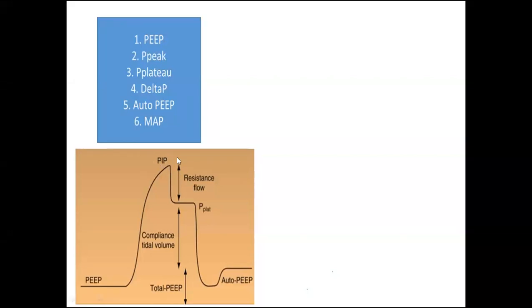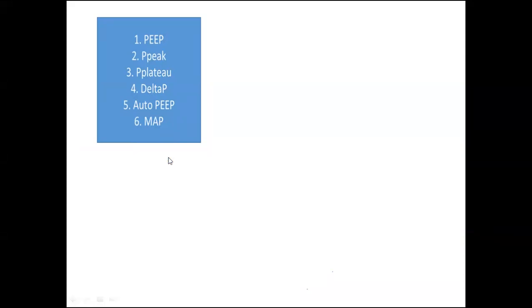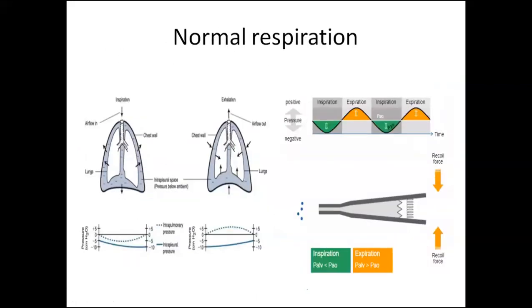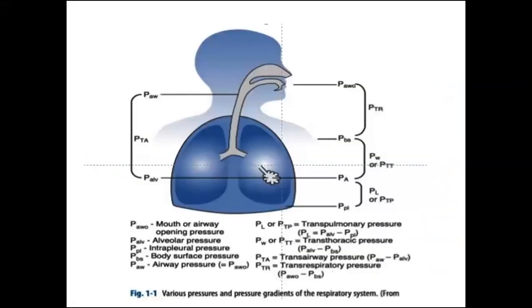So PIP is the total pressure needed first to overcome resistance and also to distend the alveoli. So in the previous slide, what will it be now? Alveolar. Trans airway plus alveolar, PIP is which pressure here?